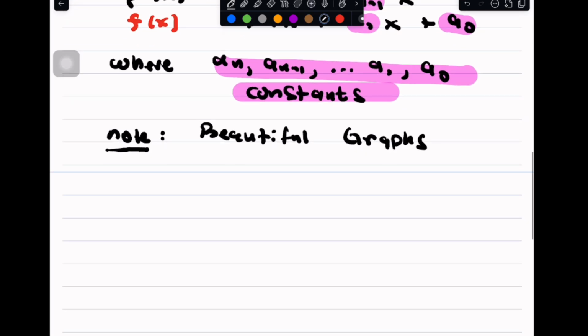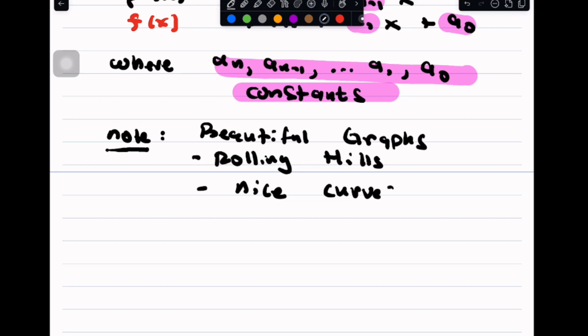Okay, in my mind, they're like rolling hills. Think of rolling hills, beautiful rolling hills, nice curves. We'll talk about what that even means. Nice and smooth curves is what we'll say. That's really a math term, by the way. Being smooth. You've got nice, smooth curves, rolling hills.